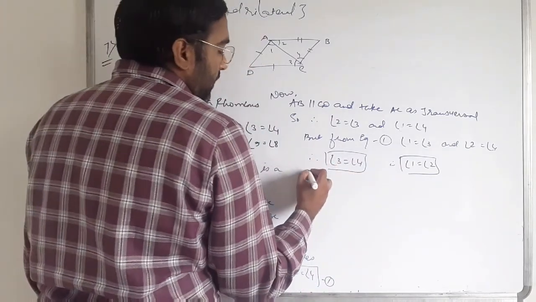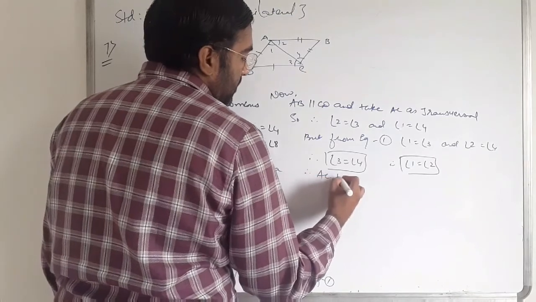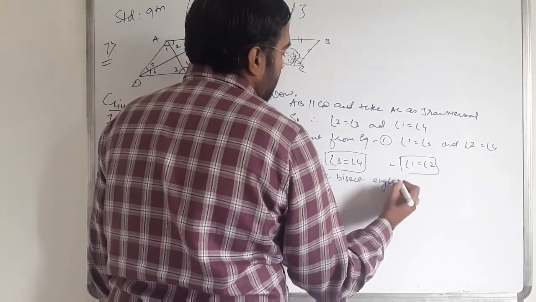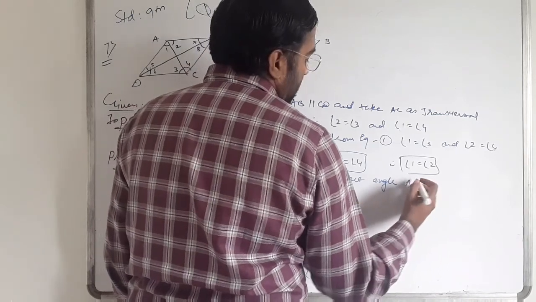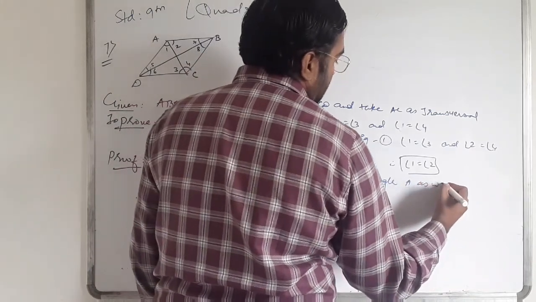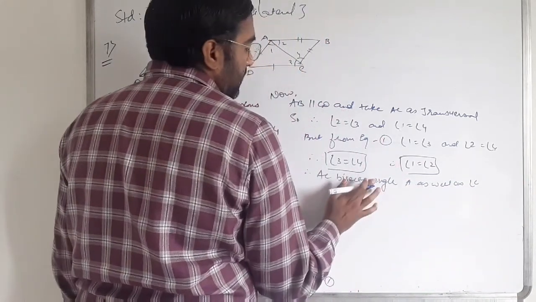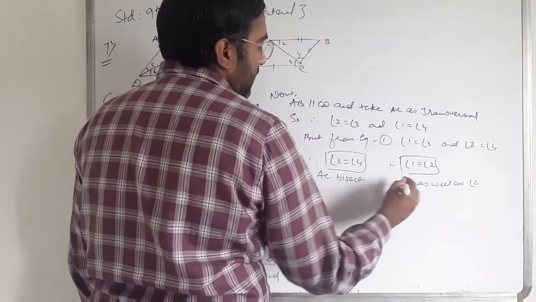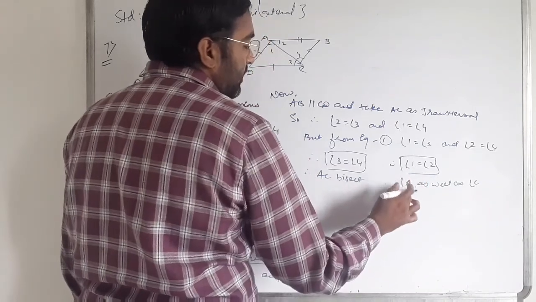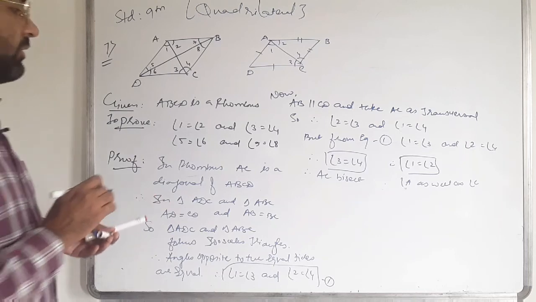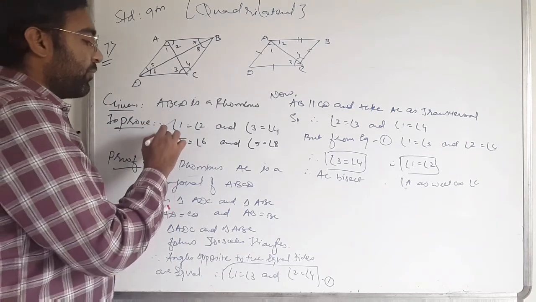Therefore AC bisects angle A as well as angle C. Here we have to write like this. Clear that? This is the first thing we were proving.